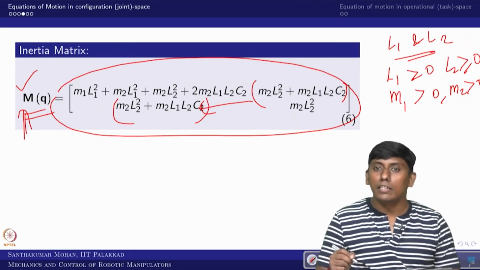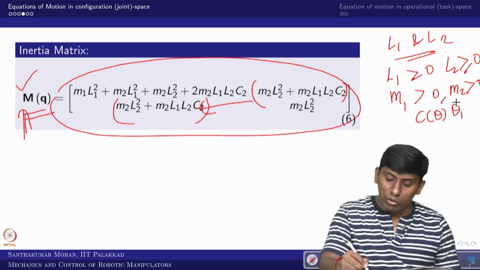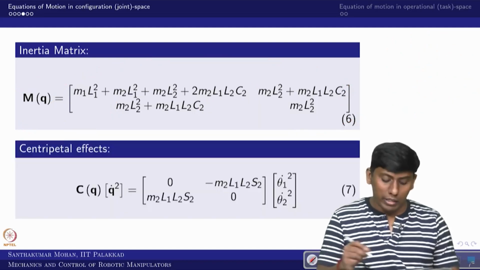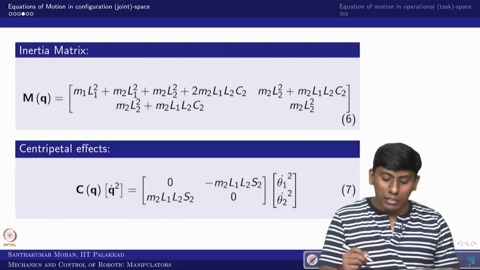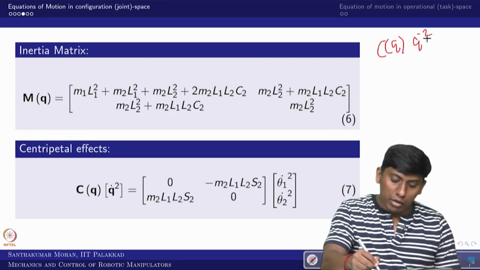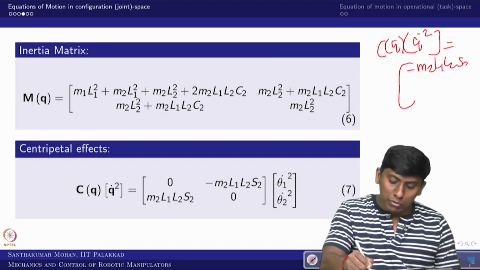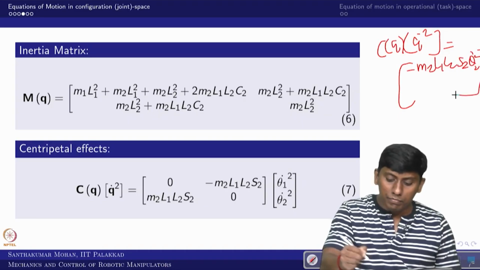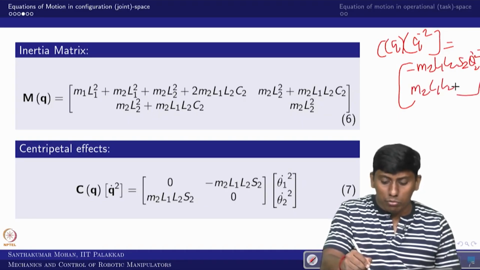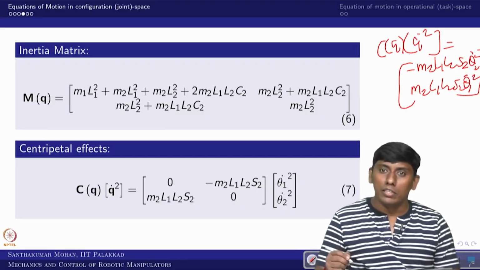Now if we rewrite that in matrix form, where you can write C of q, q dot into theta 1 dot squared and theta 2 dot squared. So what does that matrix look like? It looks like this. You just multiply, and you can see that related to tau 1, the C of q comma q dot squared is giving the terms minus M2 L1 L2 S2 theta 2 dot squared, and for the second, M2 L1 L2 S2 theta 1 dot squared. So this is matching with your previous derivation.